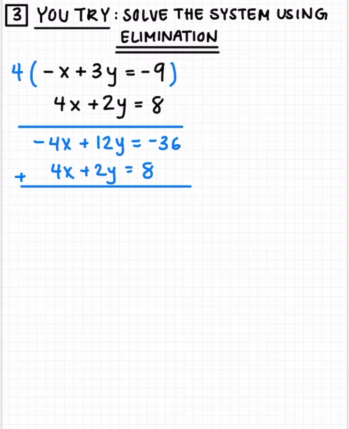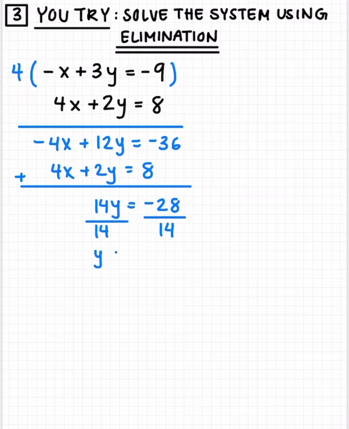So now we can continue like we did before, and we'll add our two equations. Negative 4x plus 4x is 0. 12y plus 2y is 14y. Negative 36 plus 8 equals negative 28. So if we divide both sides of this equation by 14, we get y equals negative 28 divided by 14 is negative 2.